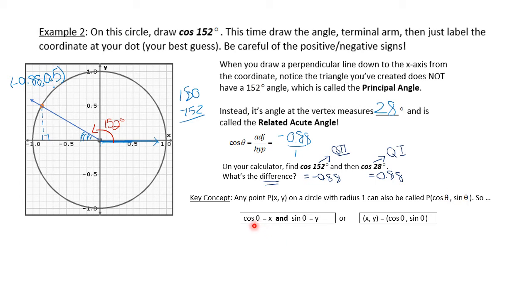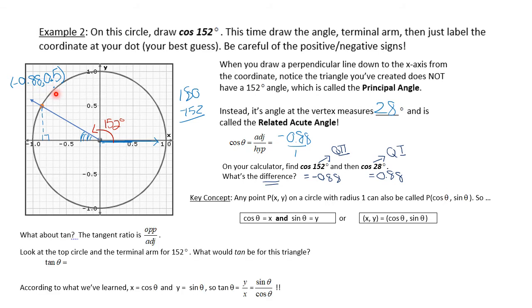So we can say that cos is x and sine is y. Or when we're writing a coordinate (x, y) like we did here, this would be cos of 152 and this would be sine of 152. So if you do sine of 152 on your calculator right now, just to check this guess, with theta being 152, you get 0.469, so I was off there, but that's where your calculator is getting your cos and your sine from.